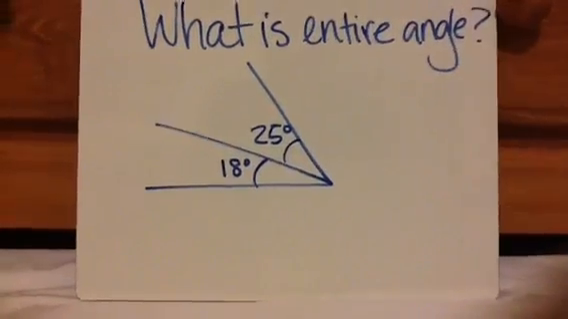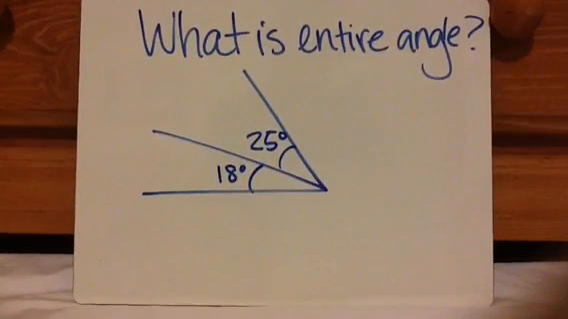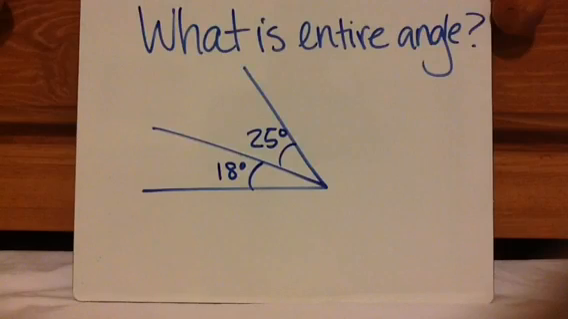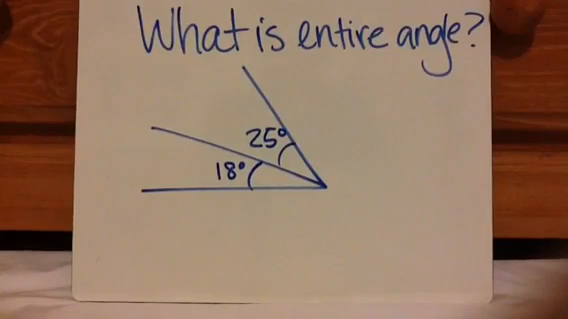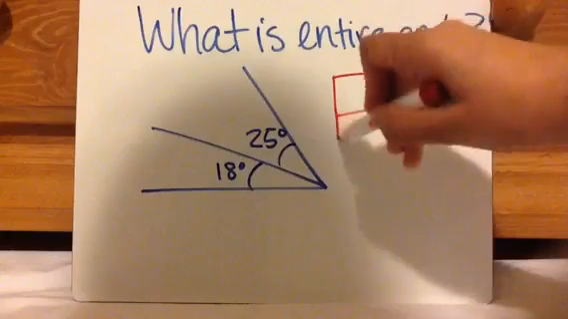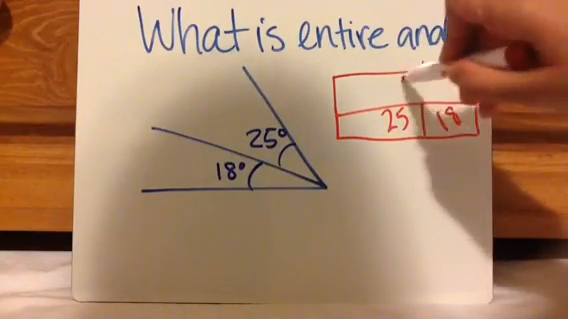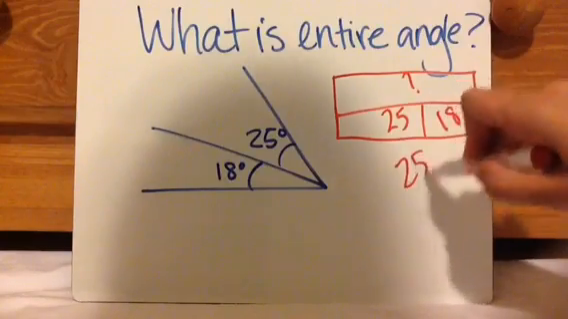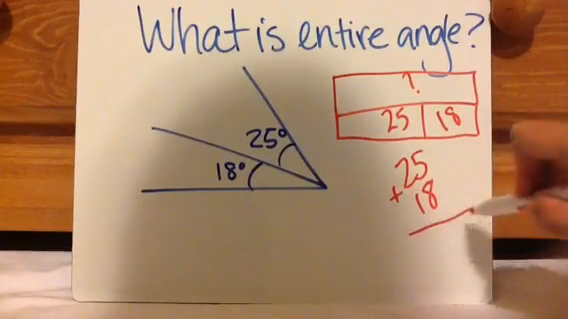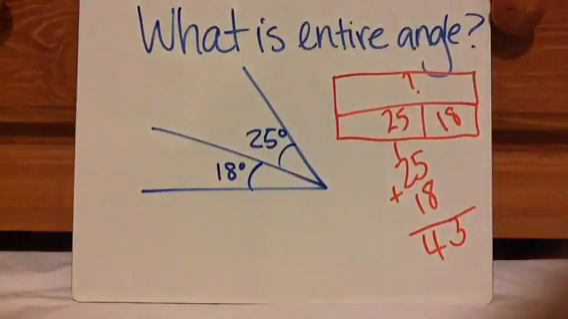Okay, so here's another one. I want you to figure out what is the measurement of the entire angle. Press pause, draw the strip diagram that helps represent what's going on, and figure out the answer, and then press play to check. So in this one, if this is the entire angle and they have given me two pieces, 25 and 18, they want to look for the total. So all I have to do is 25 plus 18. So 43, that's a 43 degree angle.